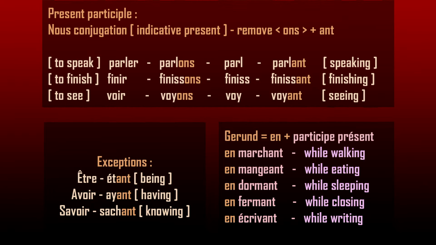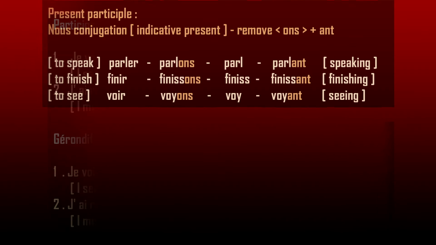When this present participle is added with en, it becomes the gerund. En marchant, while walking, or by walking, or on walking. En mangeant, while eating. En dormant, while sleeping. En fermant, while closing. En écrivant, while writing. This is the gerund. En plus the present participle is the gerund.